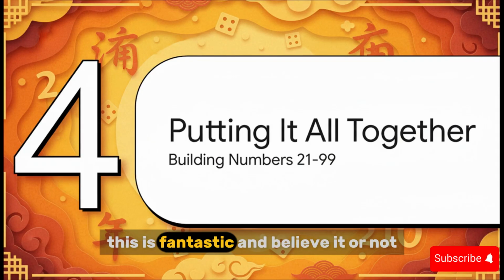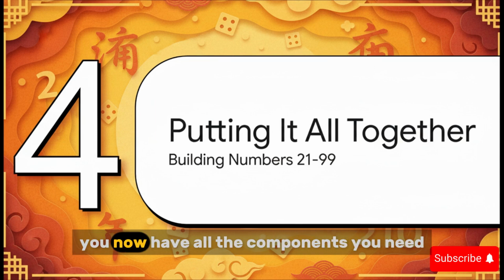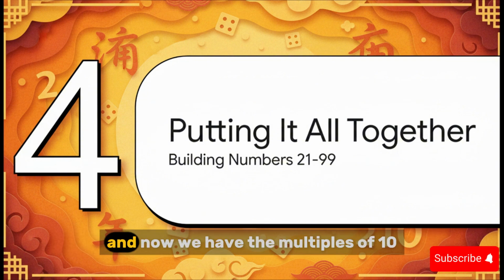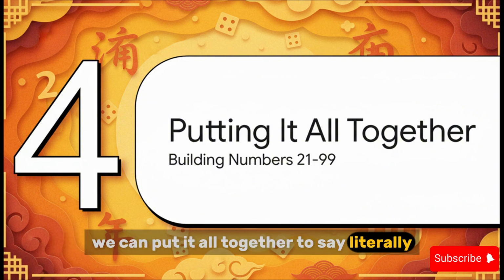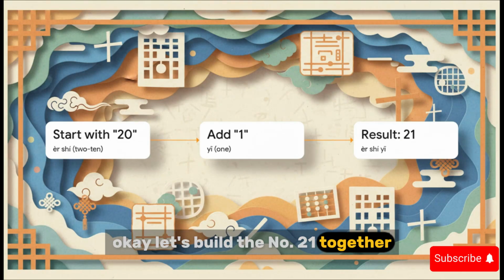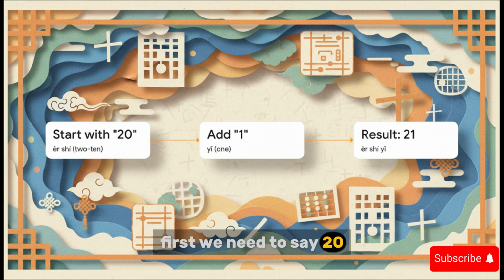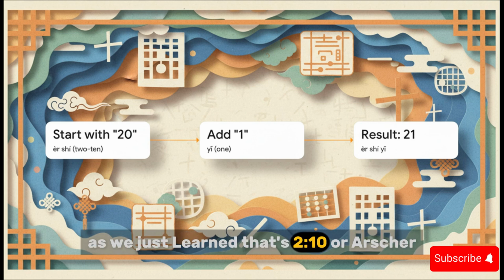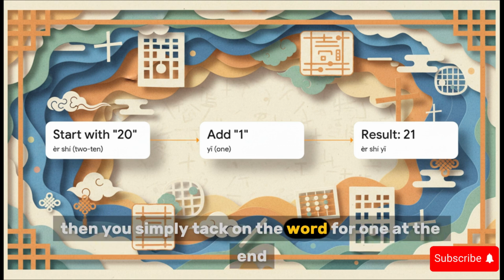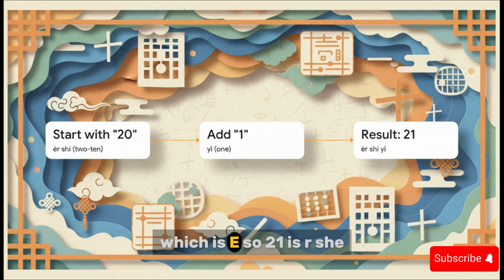This is fantastic. And believe it or not, you now have all the components you need. We've got our 1 through 10, we have the teens, and now we have the multiples of 10. We can put it all together to say literally any number up to 99. Okay, let's build the number 21 together. First, we need to say 20. As we just learned, that's 2-10 or er shi. Then you simply tack on the word for 1 at the end, which is yi. So 21 is er shi yi, 2, 10, 1.